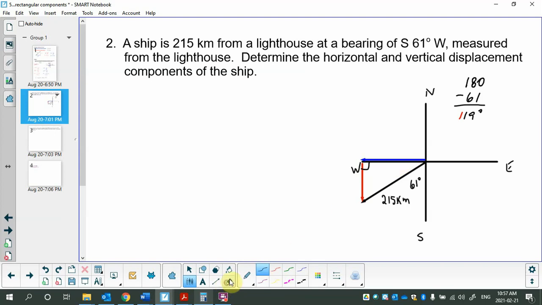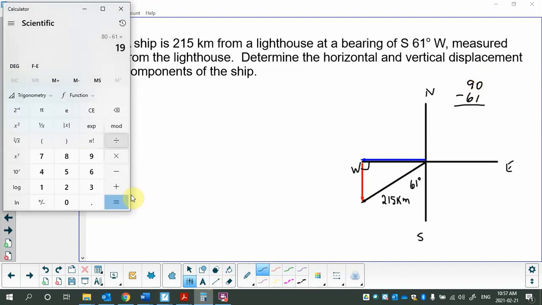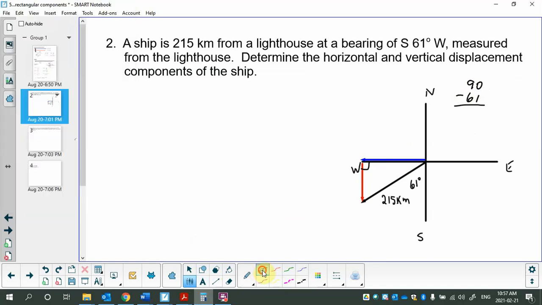Oh my gosh, I did it again. 90 minus 61. Don't judge. 29.